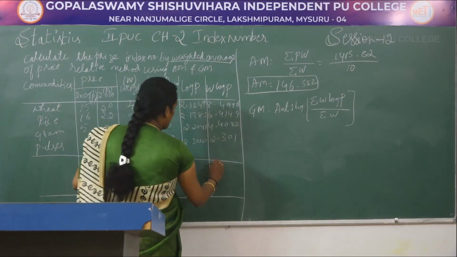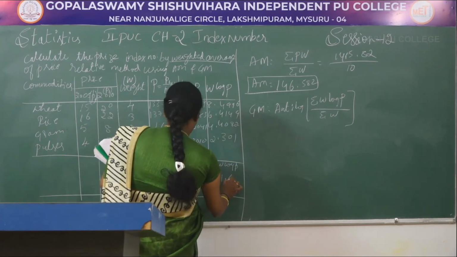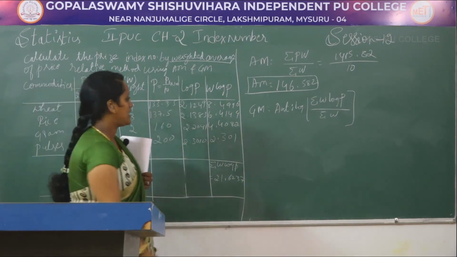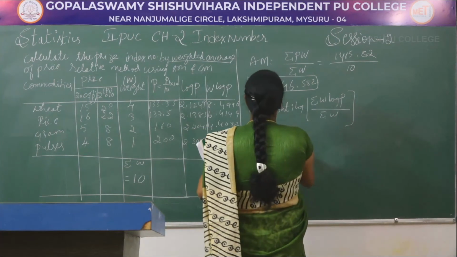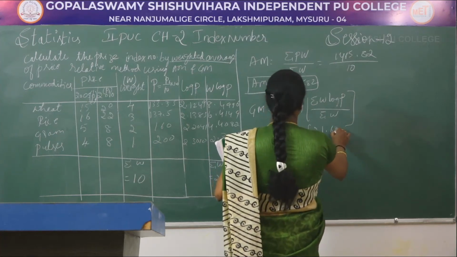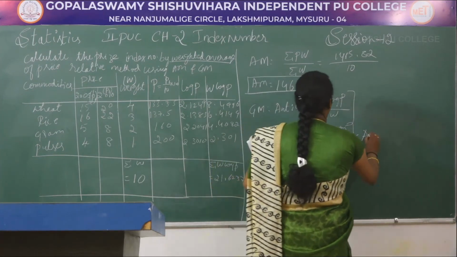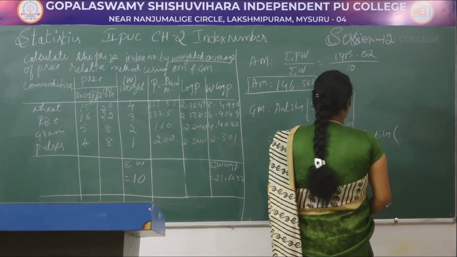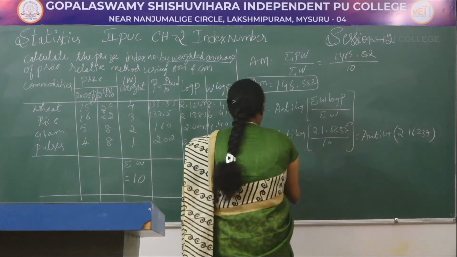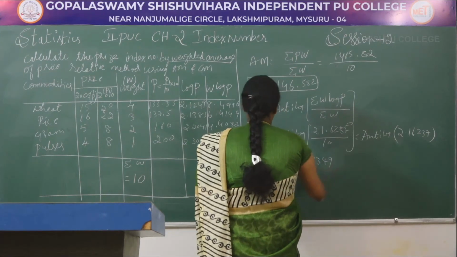So I have to take the summation of this, summation of W into log P, and this total is 21.6237, and summation W already we have calculated, it is 10. So I'll substitute here, it is anti-log, summation W log P is 21.6237 divided by 10, and this is anti-log 2.16237. So after removing the anti-log, our GM is 145.3349.